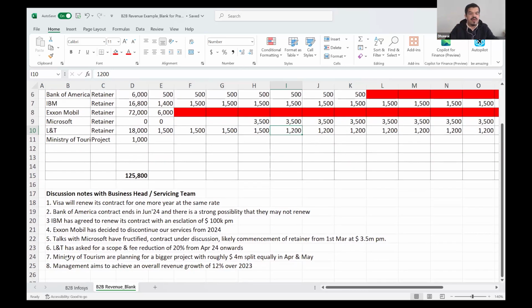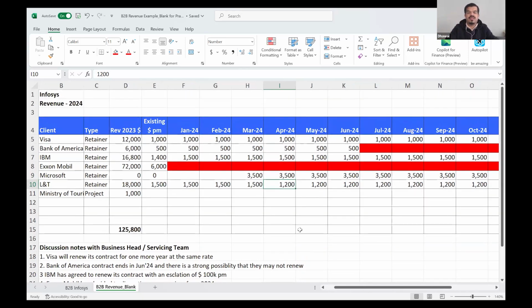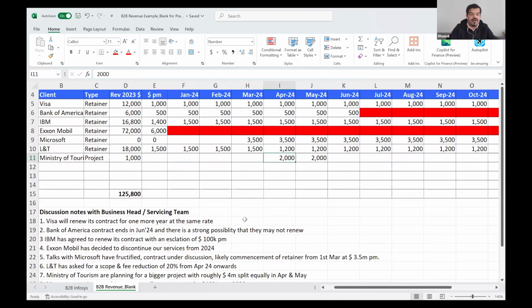Ministry of Tourism are planning for a bigger project, $4 million split between April and May. Last year, they gave us a $1 million contract. This year, they are giving us a $4 million contract split between April and May equally at $2 million each. Now, this does not mean the project will exactly start on 1st of April 24. It could very well start on 10th of April 24. But right now, I'm in December 2023, so I don't know when this project is going to start. So that's why I'm going to just put it here equally between April and May 2024.